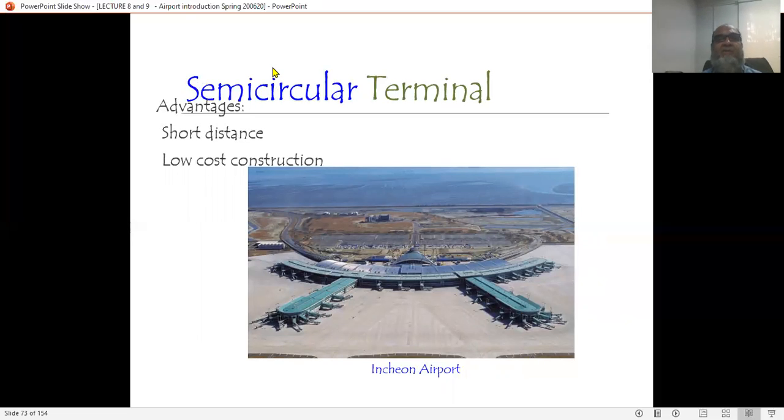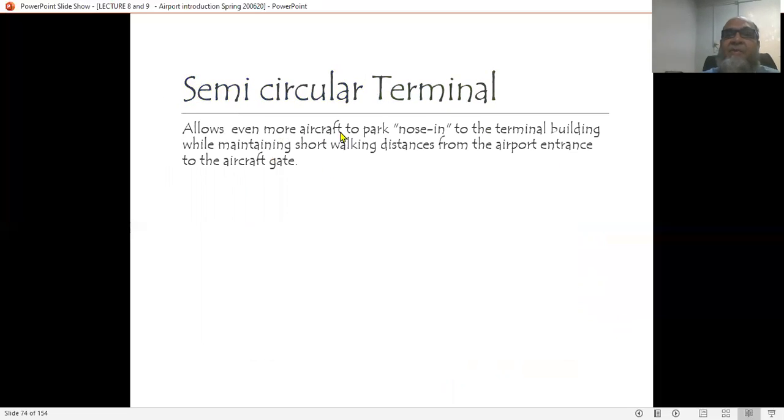Then there is a semicircular terminal. It is a short distance, and it has low cost construction. Incheon Airport in Korea is one of those. It allows even more aircraft to park nose in to the terminal building while maintaining short walking distance from the airport entrance to the aircraft. Nose in means the aircraft is parked towards the building.